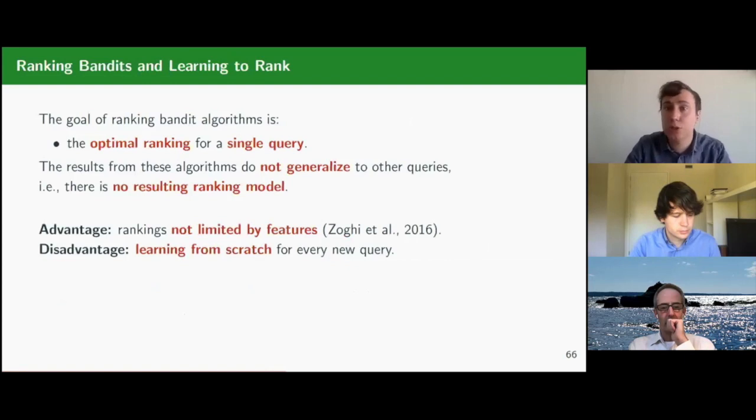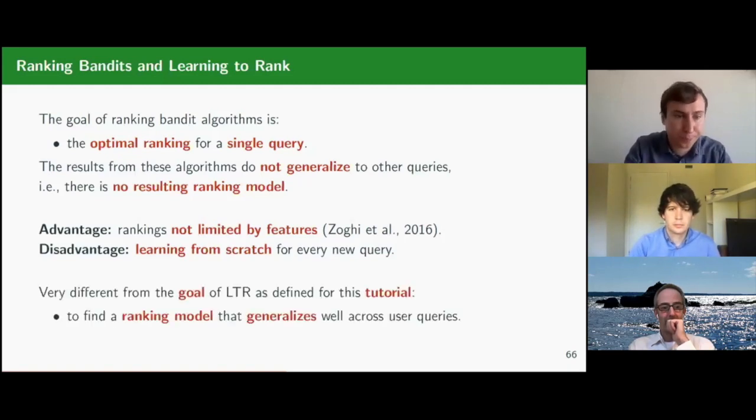There is an advantage, of course, to this approach. So the rankings that you produce here are not limited by features. You don't have a ranking model. You don't need to express your documents that you put in this ranking model as features, but you instead know exactly for each document where it should be put in the optimal ranking. Of course, a disadvantage by doing this is that you have to start learning from scratch for every new query that occurs. And that's very different from the goal of learning to rank that we have defined in this tutorial, which is to find a ranking model that generalizes well across all user queries.